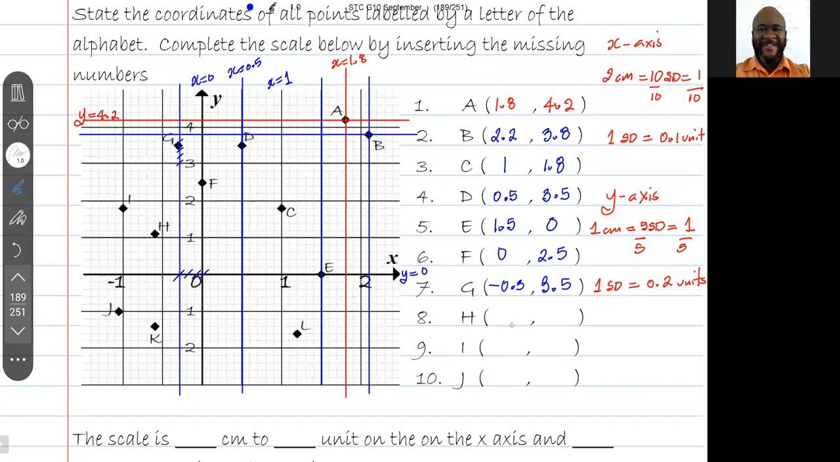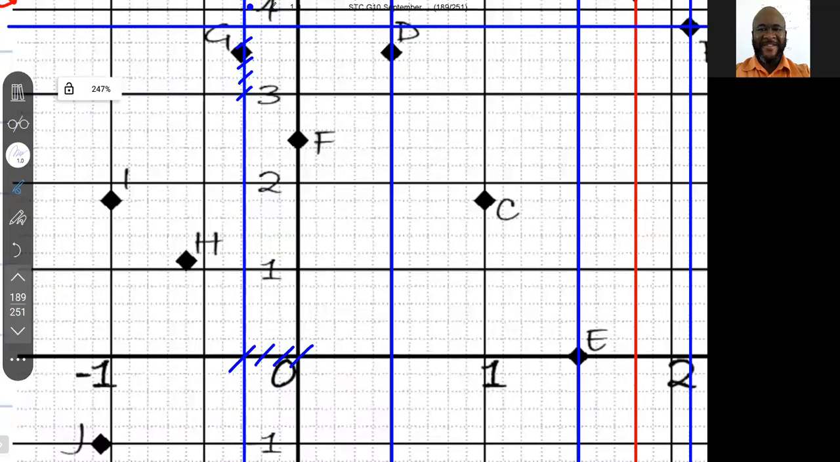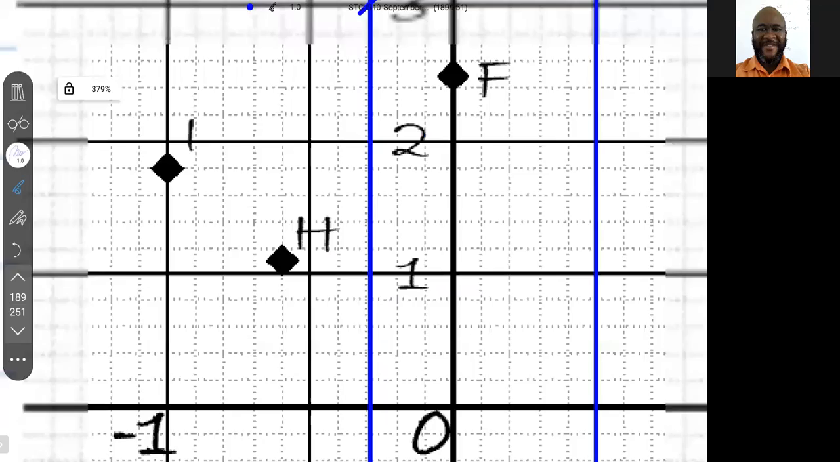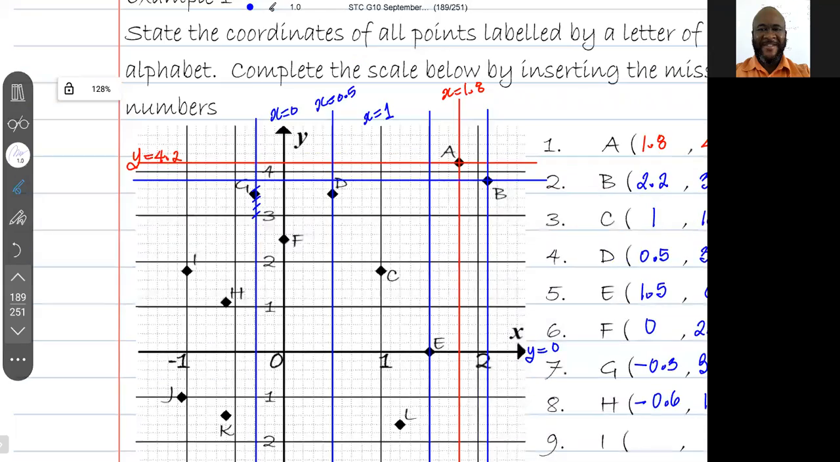H is minus 0.6 and 1.1. Let's see why 1.1. So here is 1, the horizontal level, and this is 1.2. Between 1 and 1.2 is 1.1. So the horizontal line through H is the line y is equal to 1.1. And this is something that everybody needs to be able to work out for themselves. All right, so the coordinates for H are minus 0.6, 1.1.